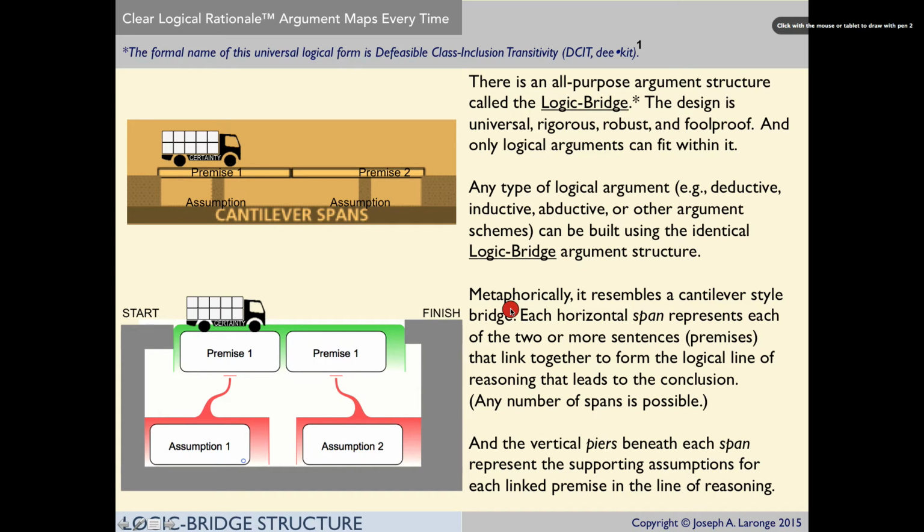So each horizontal span, and here's a cantilever bridge, here's one span, two spans. Each horizontal span represents each of the two or more premises that link together to form the logical line of reasoning that leads to the conclusion. So a span is the same as a premise.